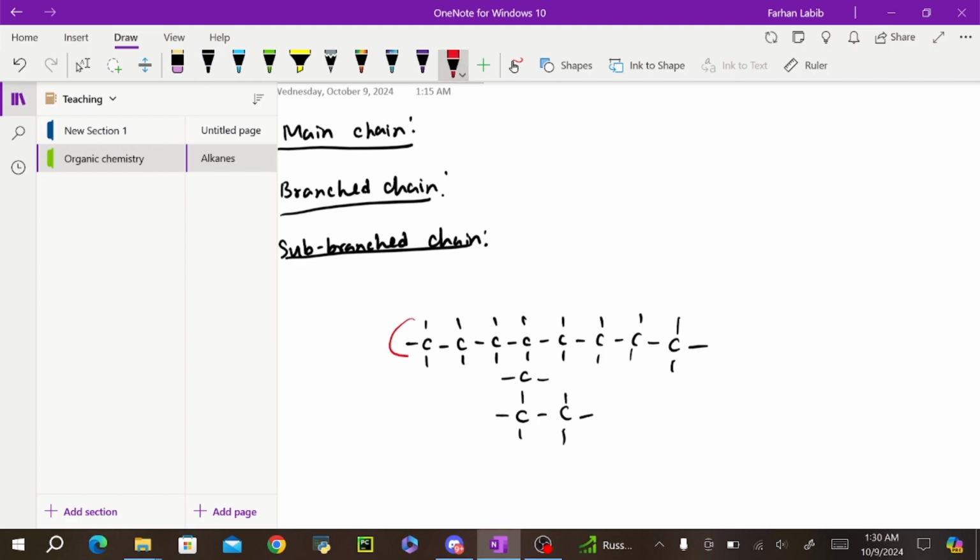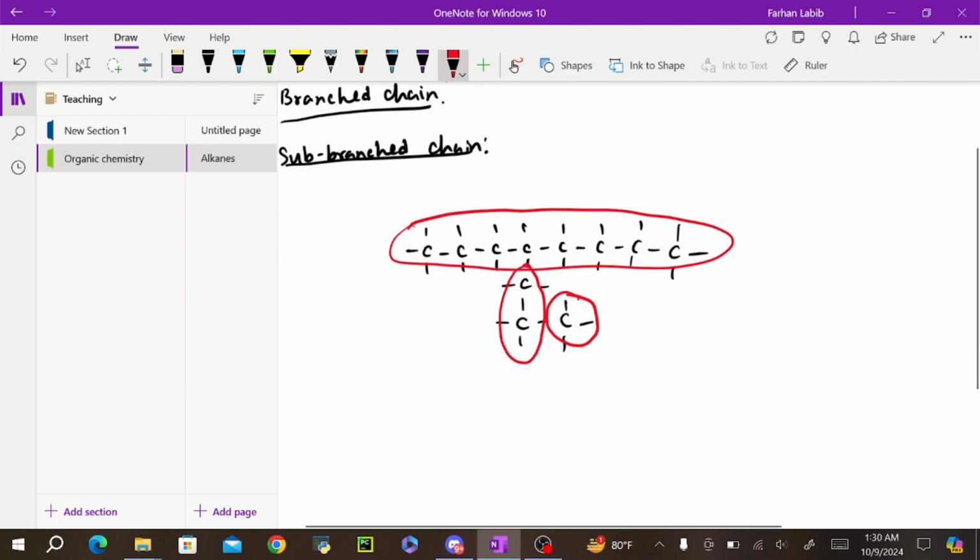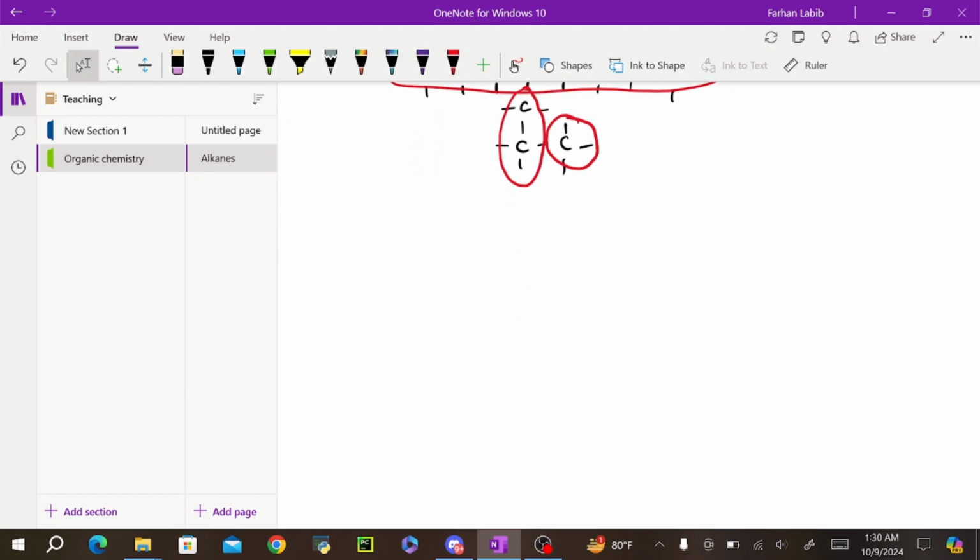So this is the main chain, the chain of carbon which has a larger number of carbons, and this is the branch chain because it is attached to the main chain, and this is the sub branch chain because it is attached to the branch chain. Okay, now let's go through some rules of alkanes. Now we will get into the naming.